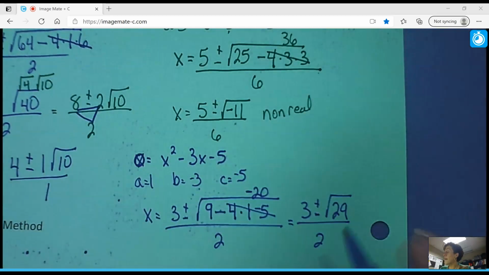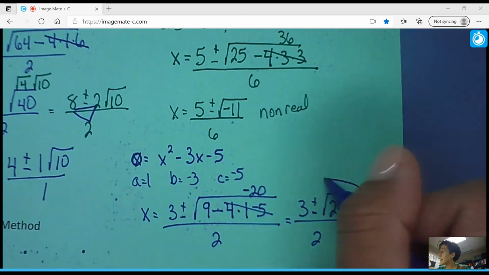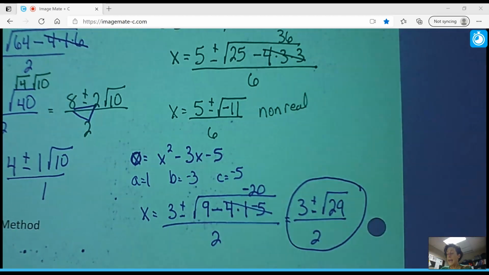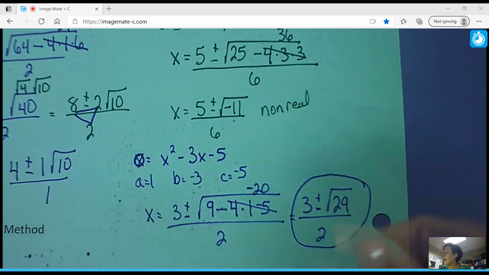So that means if you can't do this step, you will not do the triangle step. This is the best answer. And just a reminder that there are two answers. So the square root of 29 is not far off from the square root of 25. And the square root of 25 is about 5.